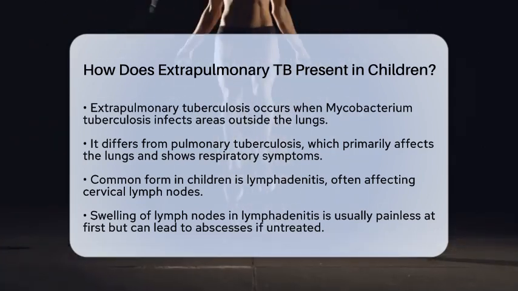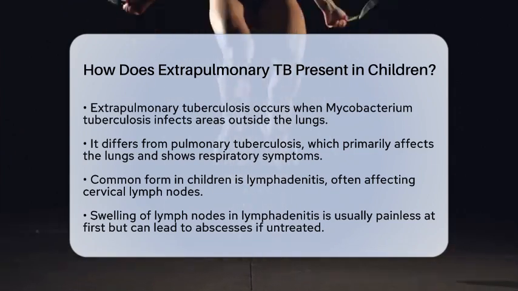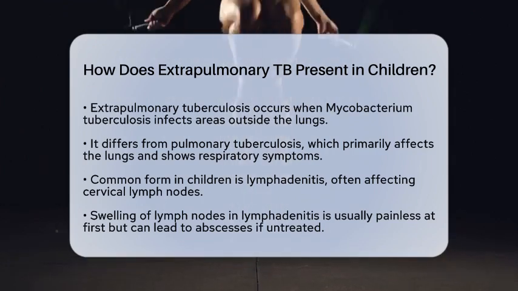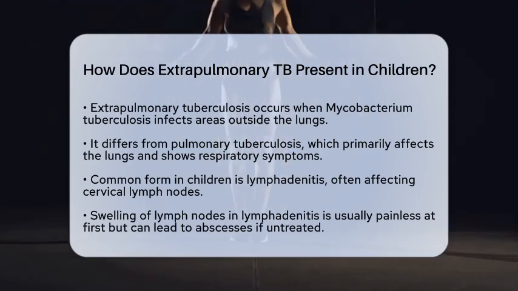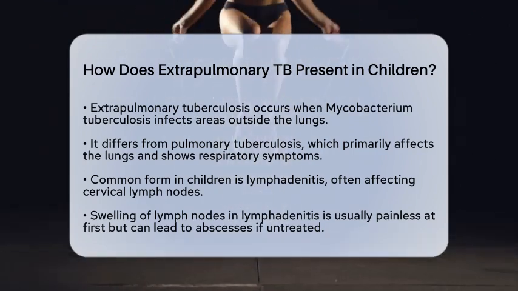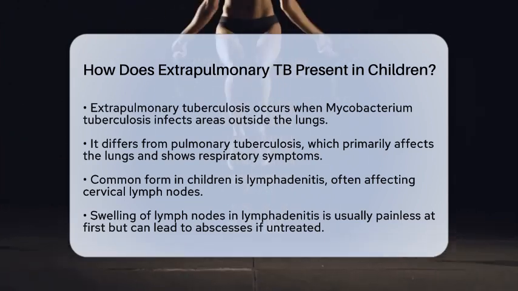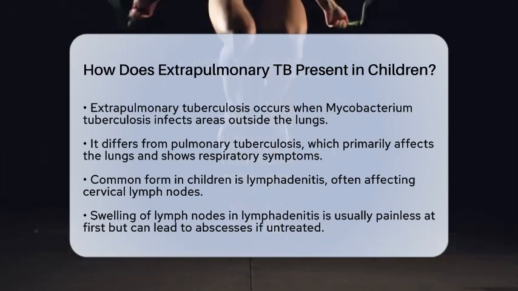One of the most common forms of extrapulmonary TB in children is lymphadenitis. This usually involves the cervical lymph nodes, causing them to swell. The swelling is often painless at first, but if untreated, the lymph nodes can become fluctuant or even form abscesses.